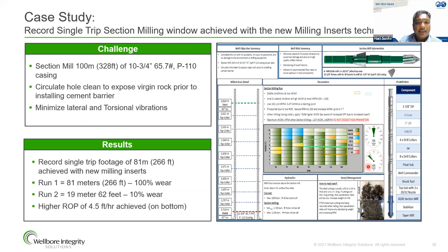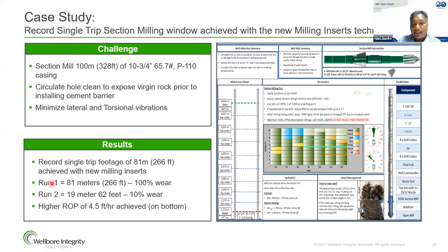Next one, this is just a case study: a record single-trip section milling window achieved with the new insert milling technology, the True Edge. The summary of the challenge: we section milled 100 meters of 10¾ P110 casing. This is quite hard casing. The result is that we made a single-trip footage of 81 meters. This is very long for a section milling job. One run went up to 81 meters of footage. That's very long the way I see it.